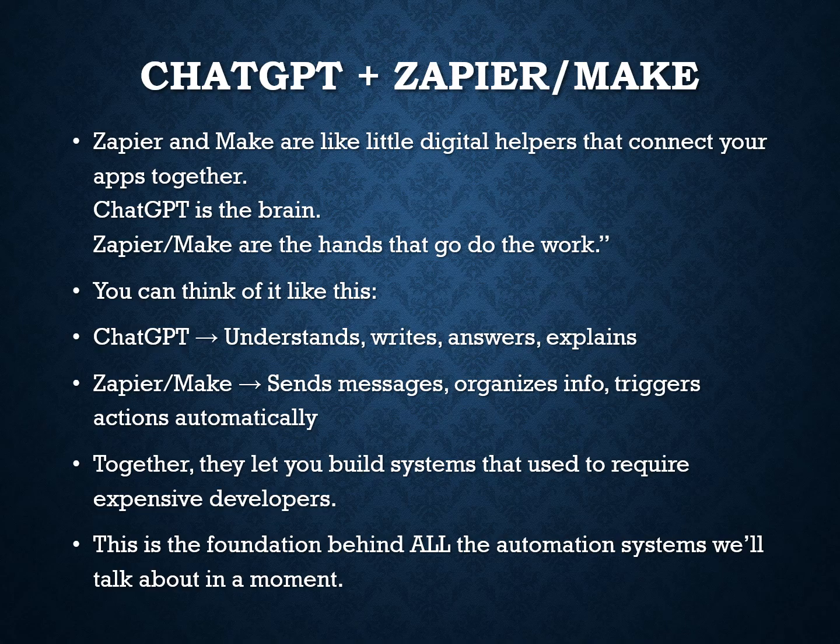You can think of it like this. ChatGPT understands, writes, answers, and explains. Zapier and Make.com send messages, organize info, and trigger actions automatically. Together, they let you build systems that used to require expensive developers. This is the foundation behind all the automation systems we'll talk about in a moment.